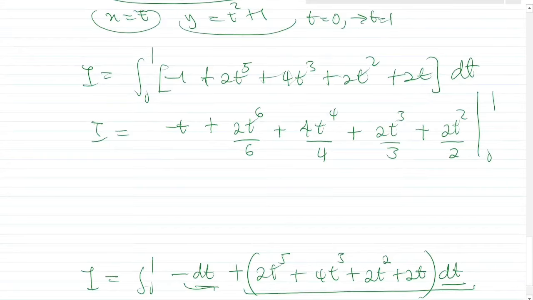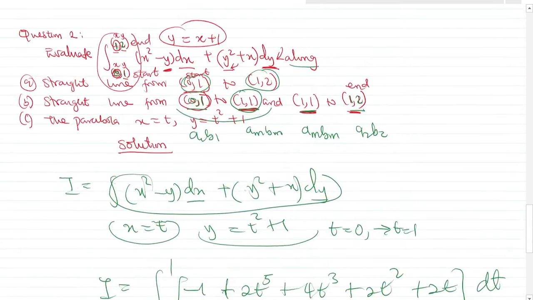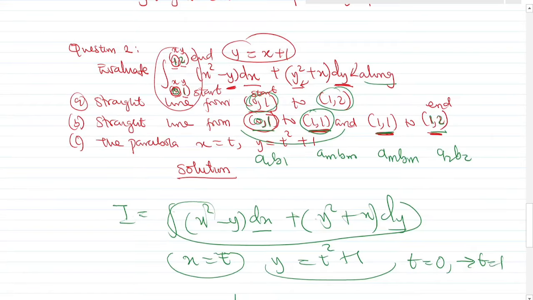So, if you evaluate this, your answer will be 2. I don't have to do everything. So that is how you do it if you are given a parabola where the x and y are given in parametric form.